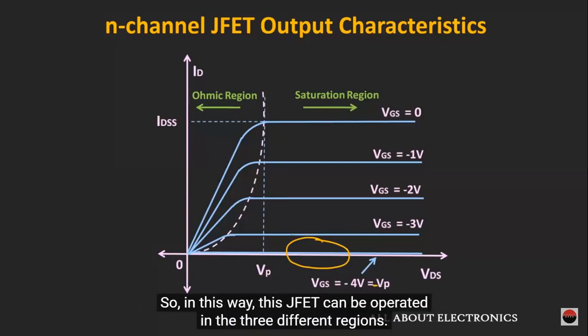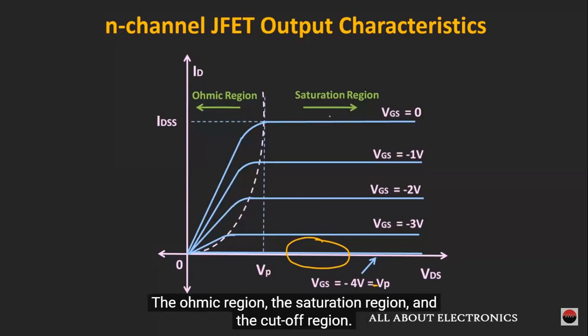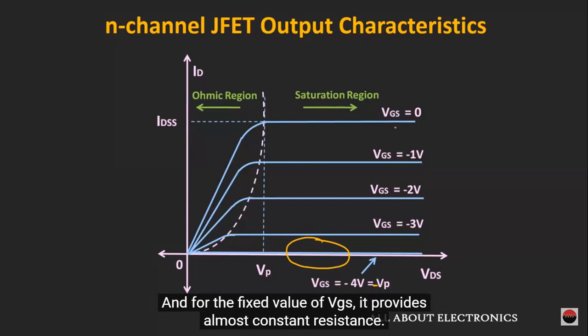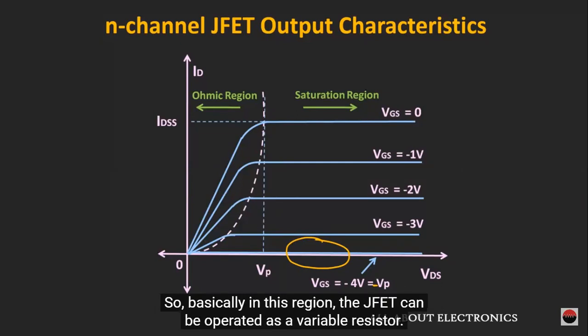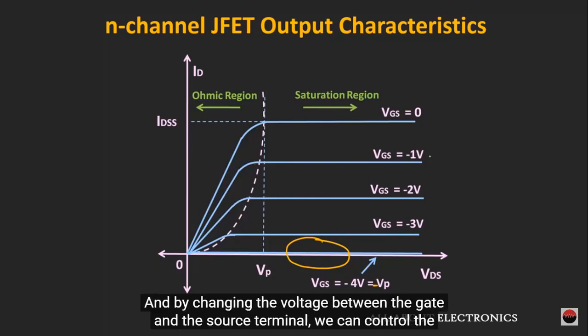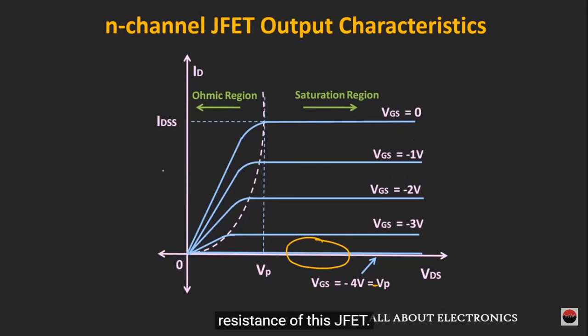So in this way, this JFET can be operated in three different regions: the ohmic region, the saturation region, and the cutoff region. In the ohmic region, the JFET will work as a resistor, and for a fixed value of VGS, it provides almost constant resistance. But as we reduce the value of VGS, the resistance of the channel will increase. So basically in this region, the JFET can be operated as a variable resistor, and by changing the voltage between the gate and the source terminal, we can control the resistance of this JFET.